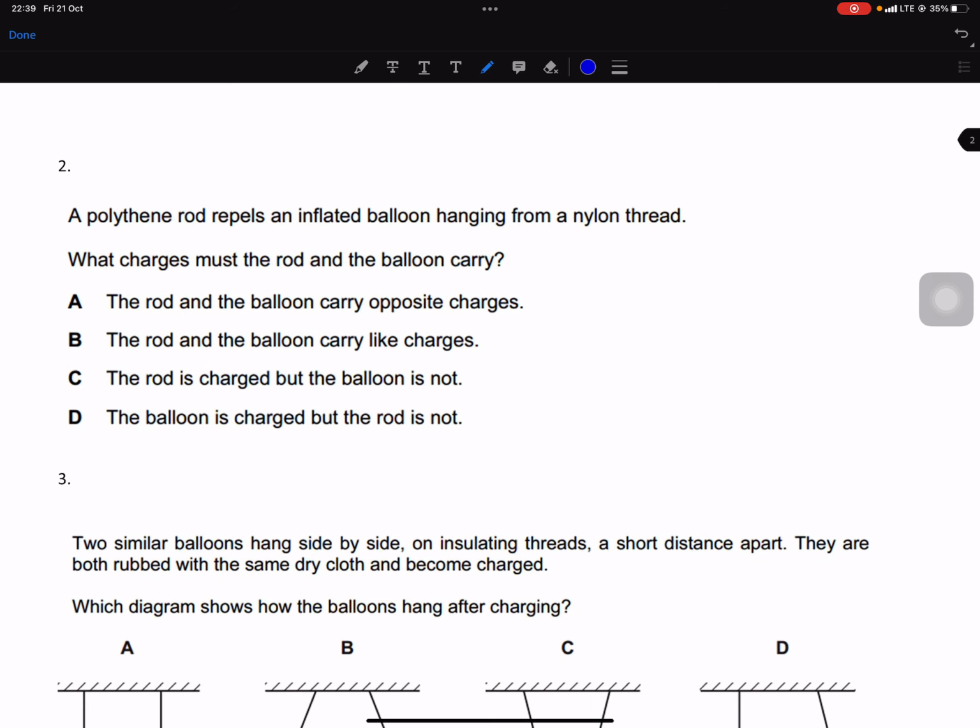Question number 2 says that a polythene rod repels an inflated balloon hanging from a nylon thread. What charges must the rod and the balloon carry? So they repel, which means that they carry like charges, because like charges repel each other.